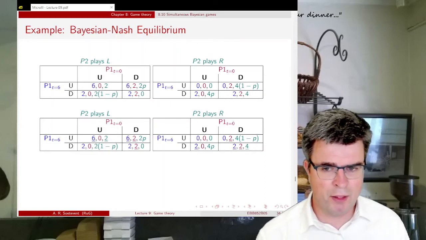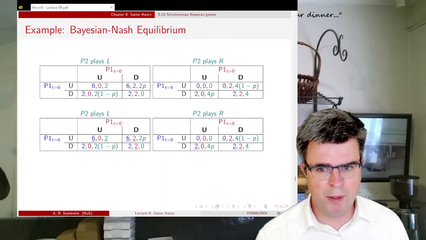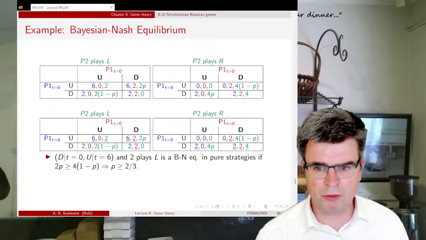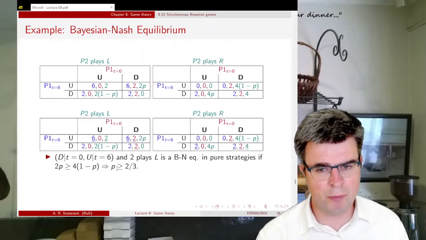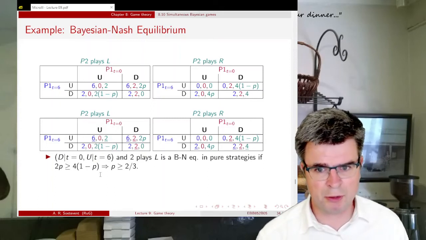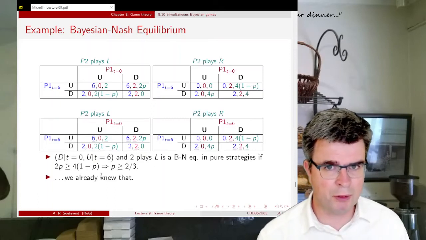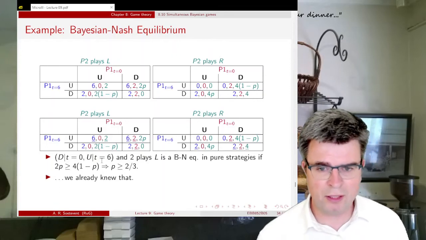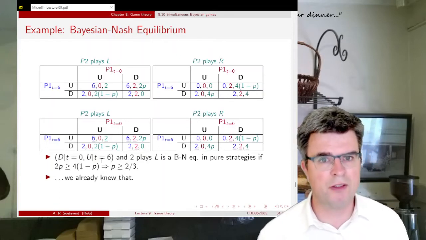Now this is a Bayesian-Nash equilibrium as long as 2p is at least equal to 1 minus p. And then we can solve for p, and we find that that holds as long as p is at least equal to 2/3. So then this is a Bayesian-Nash equilibrium as well, but we already knew that because it's exactly the solution that we found a couple of slides before. And this is a Bayesian-Nash equilibrium in pure strategies.